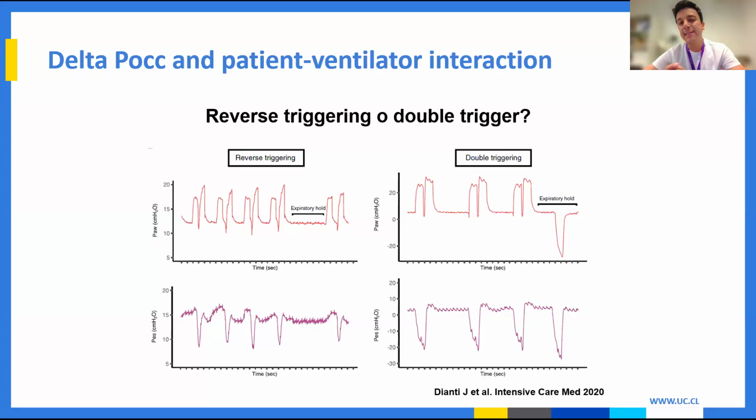We can also use these techniques of delta POC to differentiate between some patient-ventilator interactions. For instance, you have this reverse triggering or double triggering.